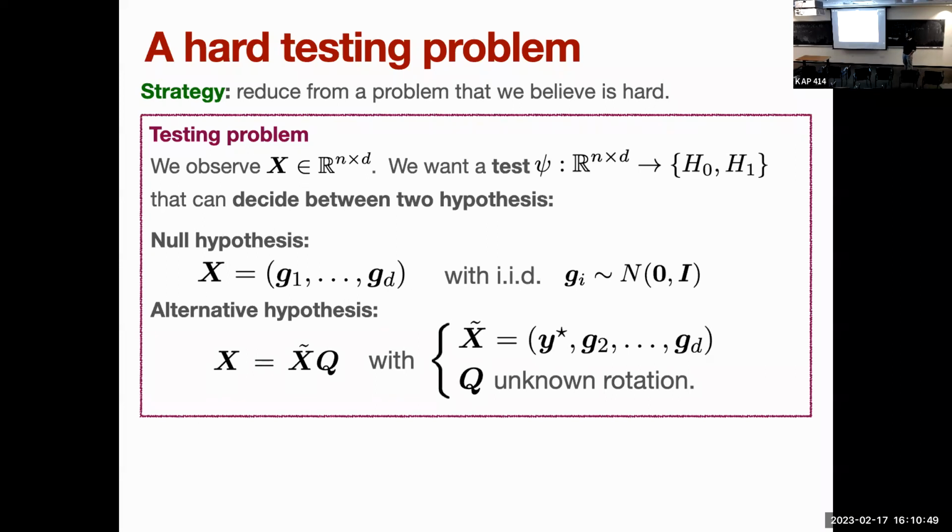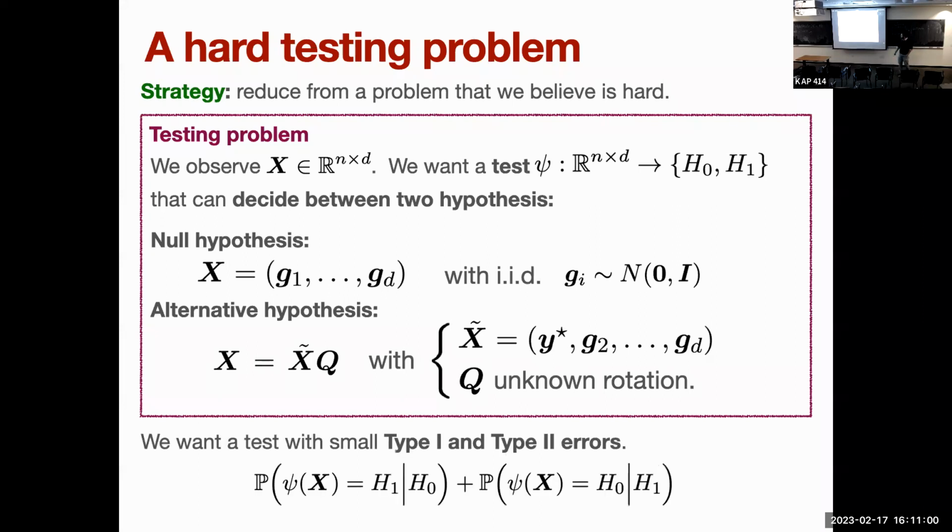And so I want to decide whether or not my matrix comes from this model or from this model, okay? A good test would give me good type one and type two errors. Again, remember from statistics 101, type one error is simply the probability of answering alternative whenever the data came from the null. Type two is the same thing, but flipped: the probability of saying null whenever the data came from the alternative. Okay. And so why is this problem believed to be hard?